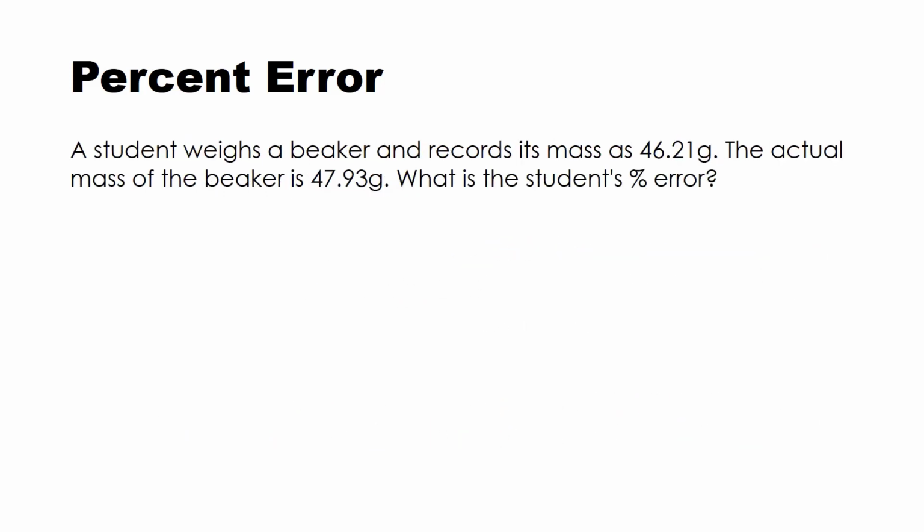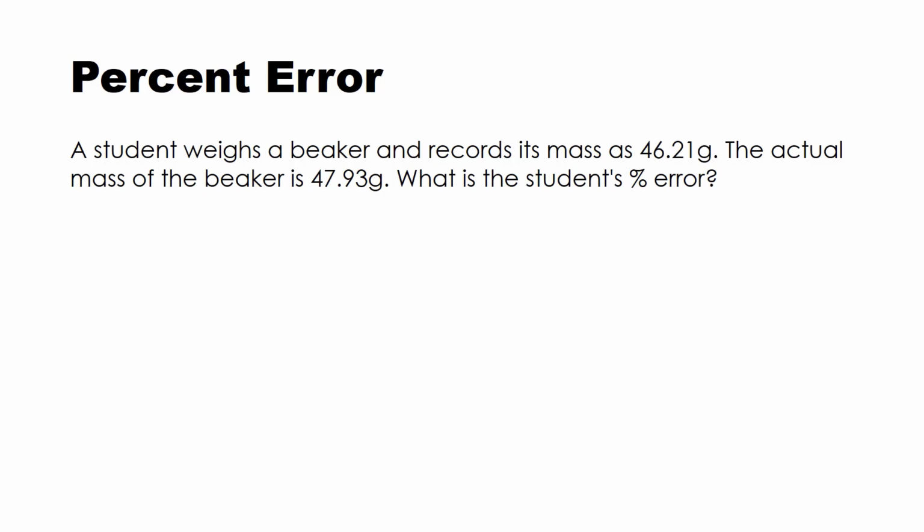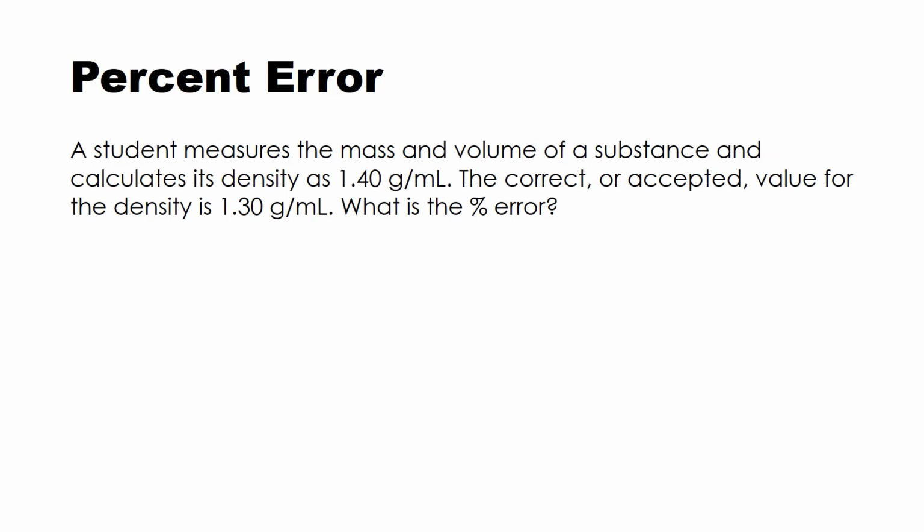A student weighs a beaker and records its mass as 46.21 grams. The actual mass of the beaker is 47.93 grams. What is the student's percent error? Pause the video, do the calculation, round for the correct number of sig figs, and then we'll check back. Welcome back. You should have gotten negative 3.59%, which means your answer was a little bit less than what the accepted value is. Another problem.